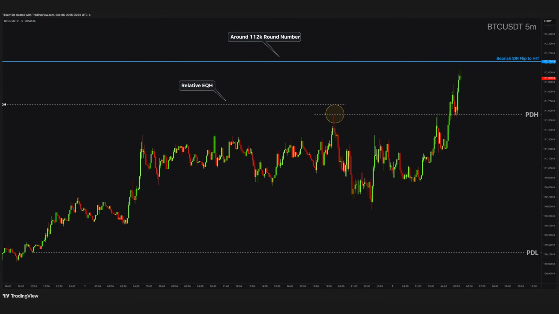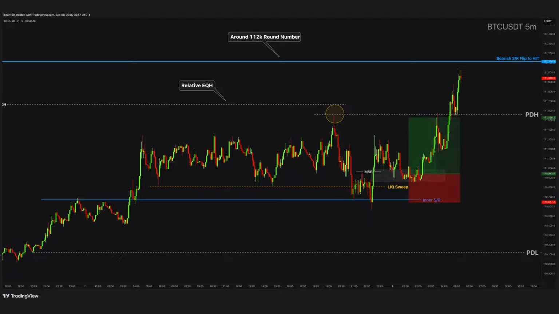Now, let's think about the entry location. Where should you actually get into this trade? What is the most optimal spot for the entry? If you look down below, you will notice a really clean SR flip area. And just above this level, we can see almost equal lows sitting there, ready for a liquidity sweep. After that, the market structure breaks and we also get an imbalance forming.